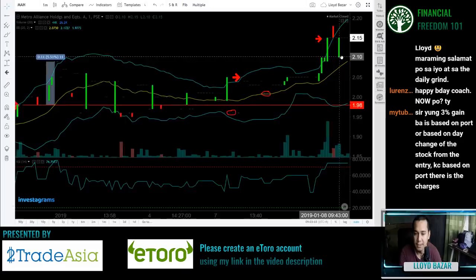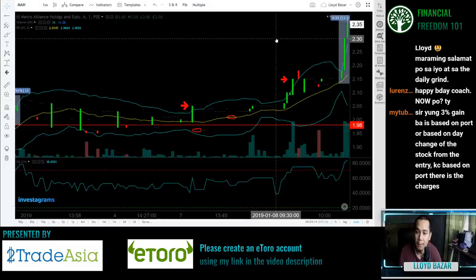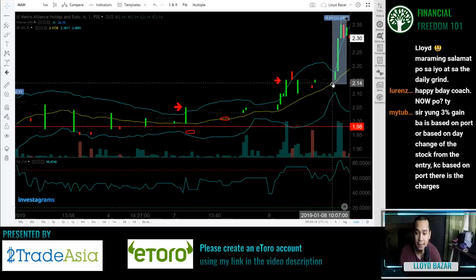First signal natin was here. And then, yung lesson natin kanina, it's gonna complete one more cycle of swing. And then, there it is. Gumawa siya ng isang swing. And then, there it is. Swerte natin, gumawa pa siya ng isang swing pa, pataas. Right? So we could have entered at this point right here. Then there it is. Ang ganda ng bounce niya, right?